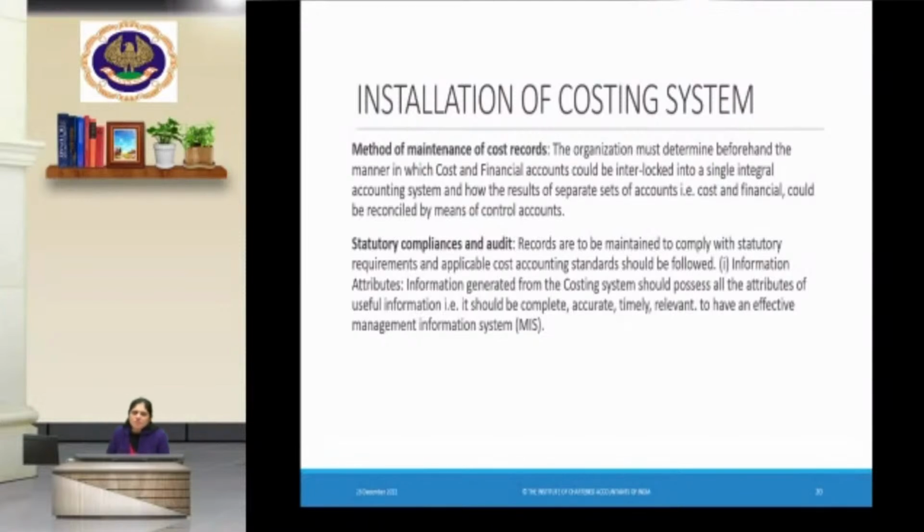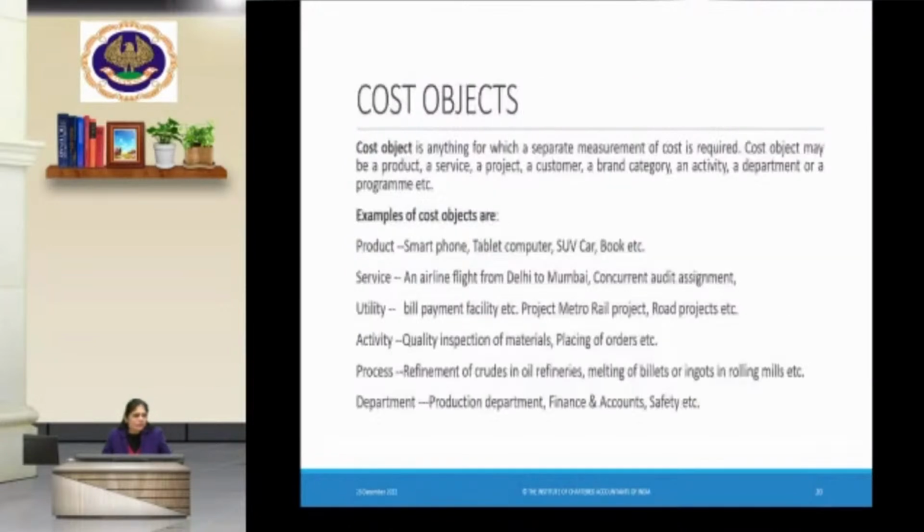Information attributes: information generated from the costing system should possess all the attributes of useful information. It should be complete, accurate, timely, relevant, to have an effective MIS, management information system. So what all statutory compliance reports we want, we should have inbuilt into our system. All right. So that is all the installation.